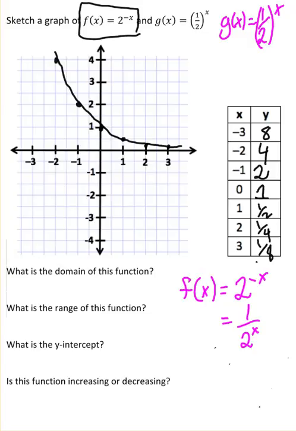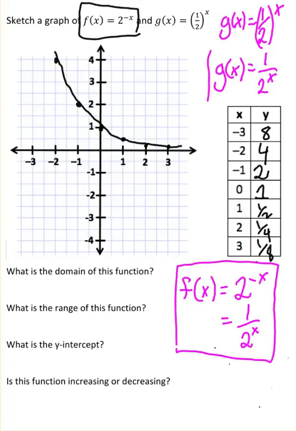Now let's look at g of x a little bit more. I could bring this x exponent into the top and the bottom of that fraction. G of x could also be written as 1 to the x divided by 2 to the x. But 1 to the x is just 1, right? 1 times itself 30 times is still just going to be 1. So you don't really need to have that x up there. G of x is just 1 over 2 to the x. Notice these are exactly the same function.